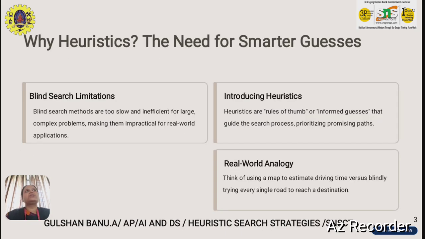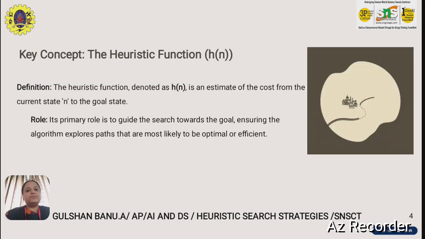Now, what is heuristic? Why are we using heuristic? What is the need for smarter guesses? Heuristics are just rules or informed guesses that guide you to do the searching process in an efficient way. Blind search has limitations: it allows you to do the process, but it will be slow and inefficient for larger complex problems. A real world example for heuristic is the map.